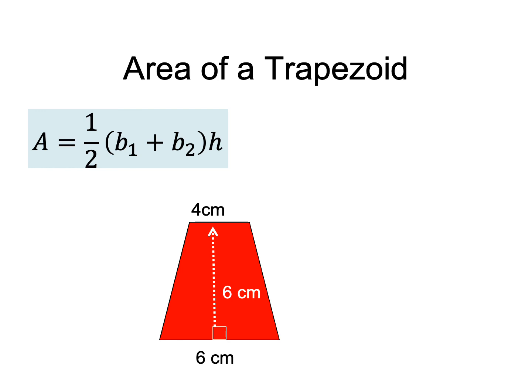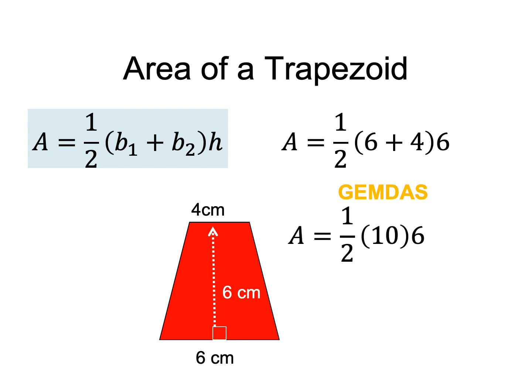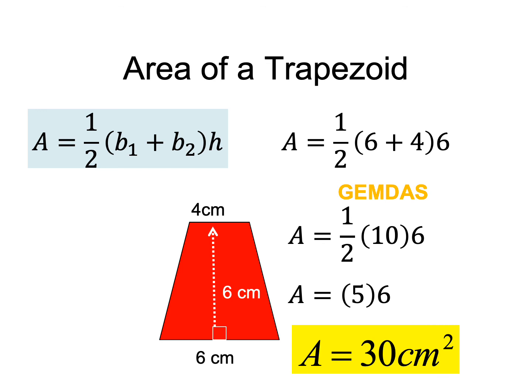We got to find the two bases. Well, the two bases, the square touches one of the base, and the arrow points to the second one. So the two bases are 6 and 4, and the height here is 6. Okay, so if we plug those numbers in, and then follow GEMDAS, we got to do parentheses first. 6 plus 4 is 10. Okay, half of 10 is 5. 5 times 6 is 30. With a calculator, 10 times 6 is 60. 60 divided by 2 is still 30.